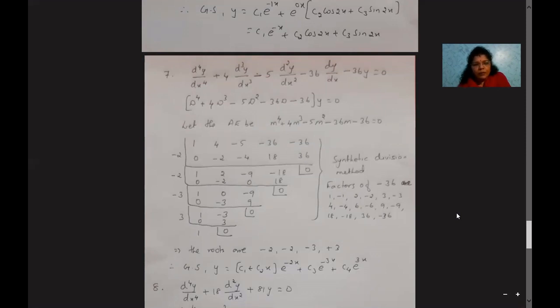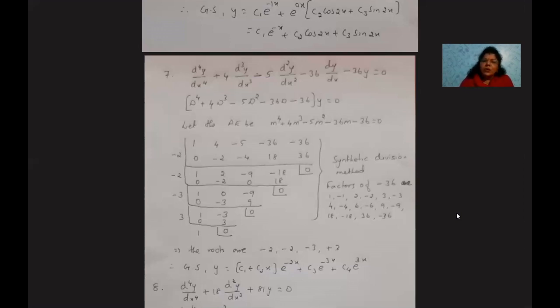After obtaining one root, that is minus 2, the coefficients you have got are the coefficients of the cubic equation. If you have a calculator which can solve cubic equations, you can directly put A equal to 1, B equal to 2, C equal to minus 9, and D equal to minus 18. When you solve, you will get 3 roots: minus 2, minus 3, 3. Otherwise, we can go for the synthetic division method only.